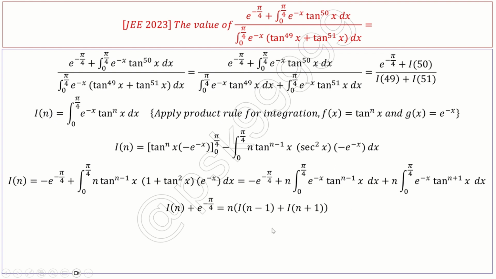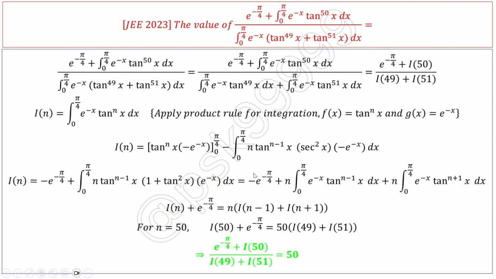So if you put it in the general term, this is how it looks. I of n plus e to the power of minus pi by 4 is nothing but n times I of n minus 1 plus I of n plus 1. Now if you take n as 50, this is what we are looking at, correct? Take n equal to 50: I of 50 plus e to the power of minus pi by 4 is equal to 50 times I of 49 plus I of 51. So you write it in this form, correct? This is what we are looking for, that is 50. That's the answer. Basically n is the answer, so here it is 50.